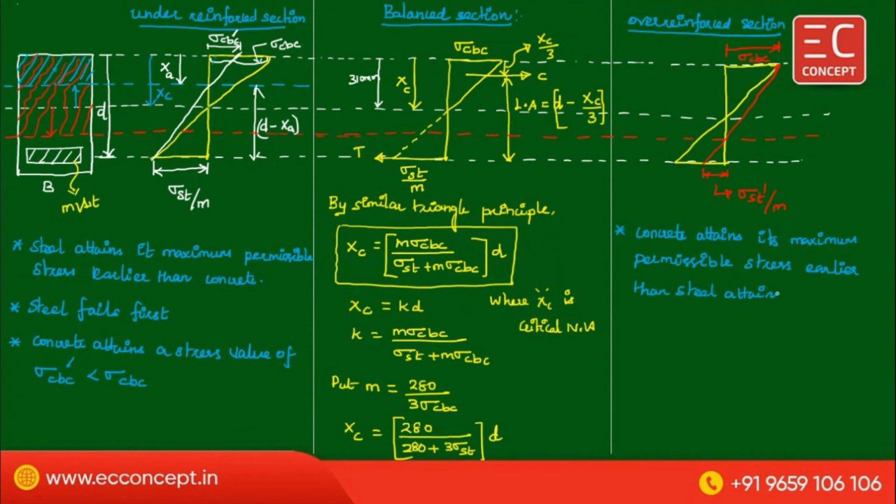Earlier than steel attains. That means here the concrete first attains the maximum rather than the steel. So therefore concrete fails first. Here steel fails first. Here concrete fails first.